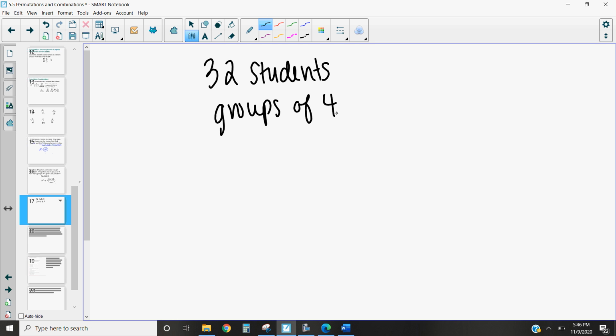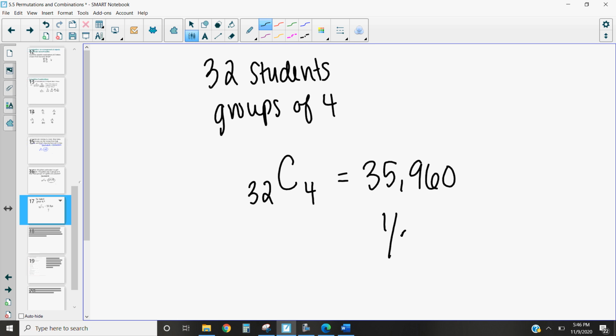Well, they're picking groups of 4, so this is just a combination. We've got 32 people to choose from for a combination of 4. So let's take a look here. 32 choose 4, we end up with 35,960 different combinations. So really think about this. If this was truly random, you have a 1 in 35,960 chance that you and your 3 friends would end up together.